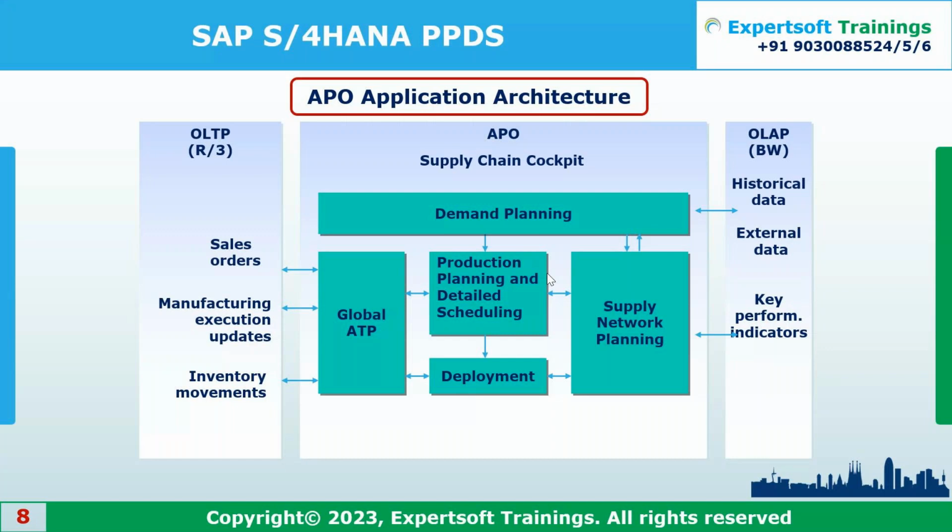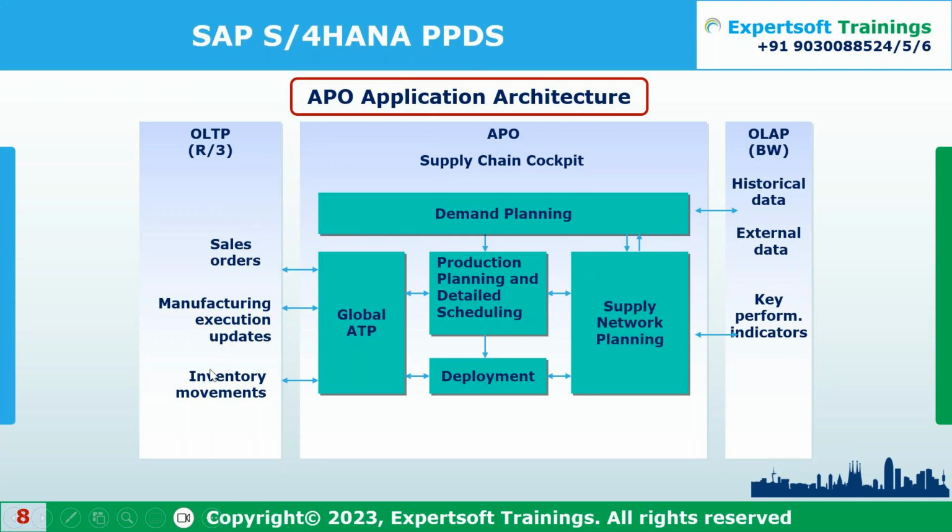Here, the center part, the middle part, is the APO tools, and on the left hand side, this is nothing but the ECC system, and this is the BW system setup. This is the classic APO ECC architecture. If you see the center part, the APO or supply chain cockpit, as I told earlier, this connects demand planning and supply network planning, production planning and detailed scheduling PPDS, and global ATP and deployment. These things are the main and important modules of APO.